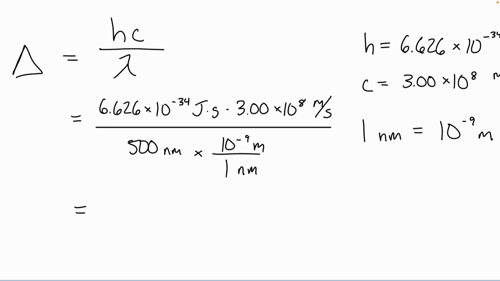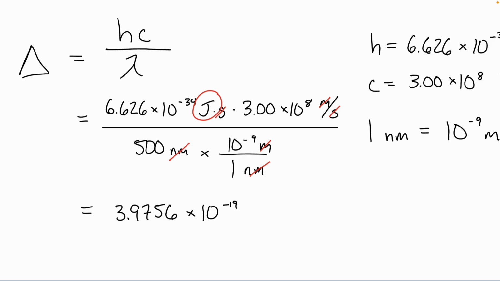All right, so we would get 3.9756 times 10 to the negative 19. And what are my units going to be? All right, so first of all, we're talking about an energy, so they should be units of energy. If we look at our units in our problem, nanometers cancel out, meters cancel out, seconds cancel out, so indeed I'm left with joules. And specifically, these are joules per packet of light absorbed, right? Per photon.